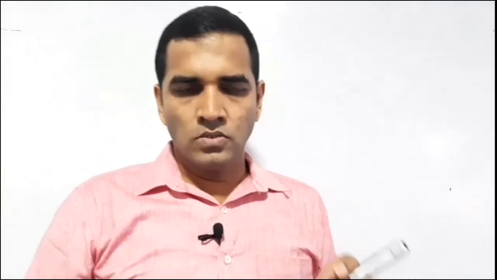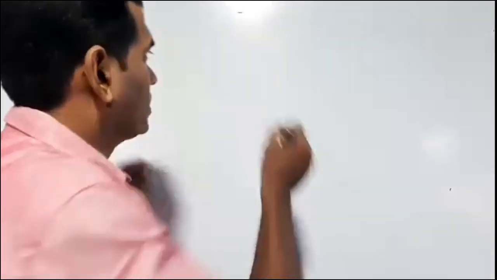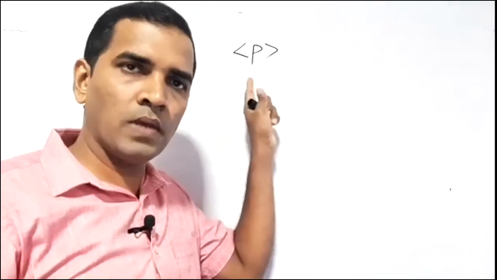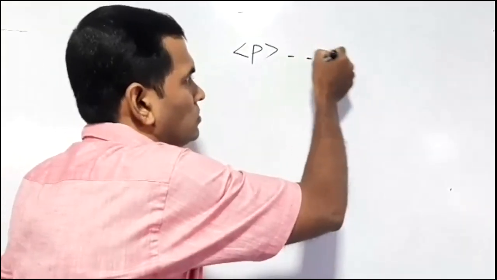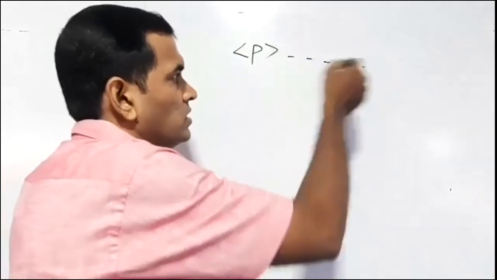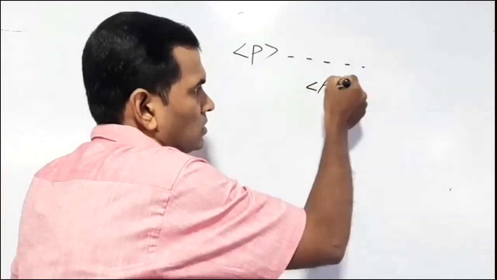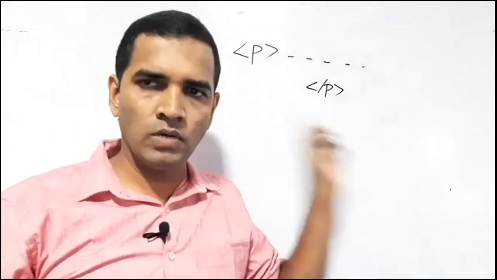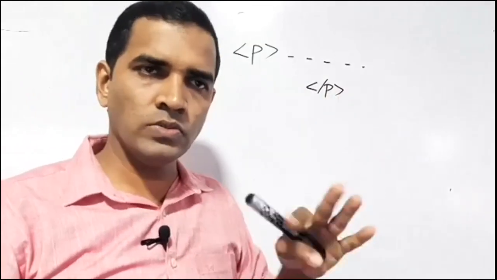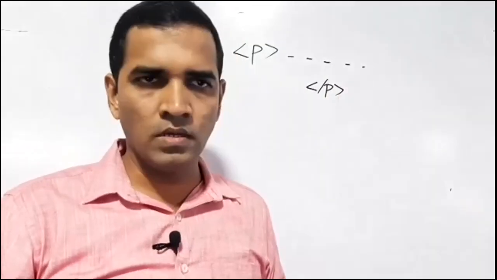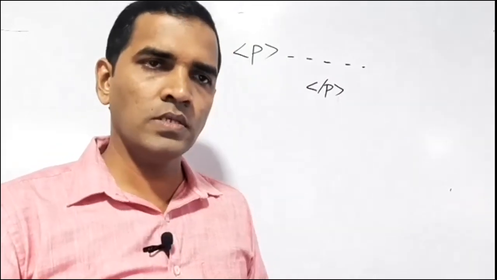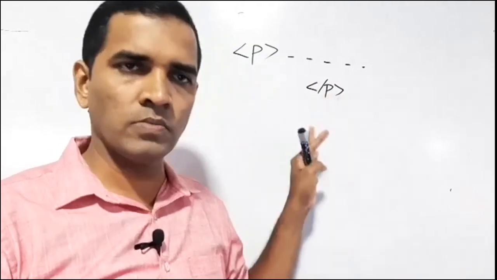So the P tag is for paragraph. This is the starting paragraph tag. Thereafter, you have to type your paragraph, and at one stage, you have to close it. At the end of your paragraph, you have to close the paragraph tag. So in between the starting paragraph tag and closing paragraph tag, your paragraph must be there. It may be one line, any number of lines, 10 lines, 100 lines, 1,000 lines, possible, right?